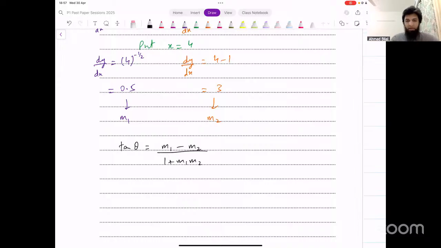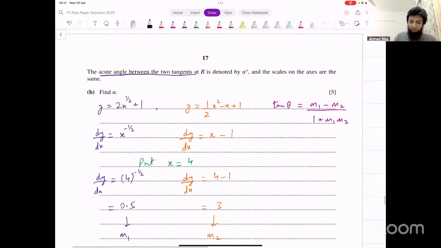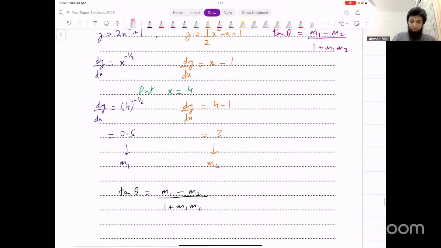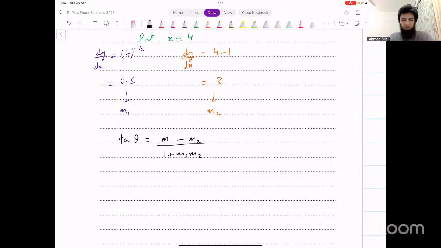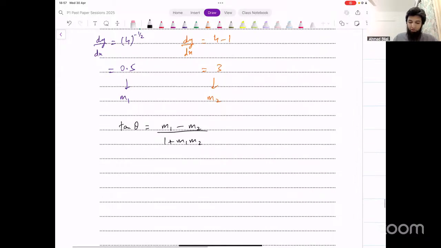tan theta equals (m1 minus m2) divided by (1 plus m1 m2). Now you can call any of them m1, any of them m2, and it would not matter. However, since we want an acute angle, in the first quadrant, tan is positive, right? So we can take m1 to be the bigger value and m2 the smaller value, and that will directly give us the acute angle.